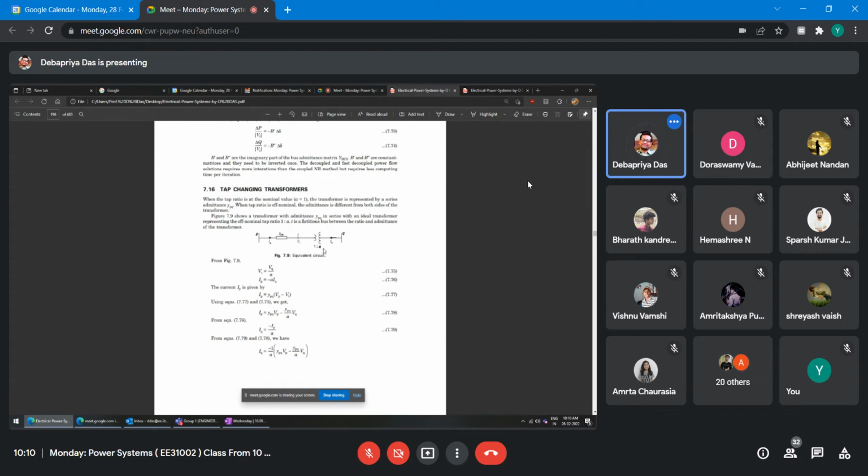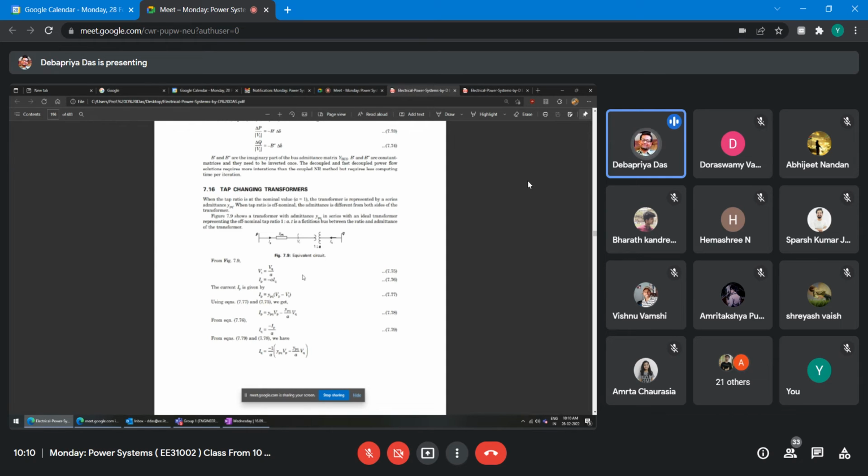Another thing is the way we have taken the current being injected at P on this side and at Q on this side. It doesn't matter. The way you take the direction doesn't matter; the final result will remain the same. So this side turns ratio is NP. So NP into IP plus NQ into IQ is equal to 0, because the MMF from this side must be equal to that of this side. So that concept we will use.